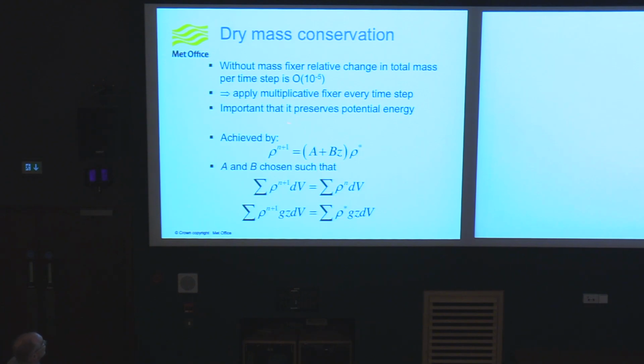But what we found in the global model certainly is that it's important that the fixer preserves the potential energy. Otherwise, we get some very strange results in the dynamics. And so we simply apply a fixer that is a function of height, and we calculate this A and B to preserve the dry mass and also make sure that we don't change the potential energy.